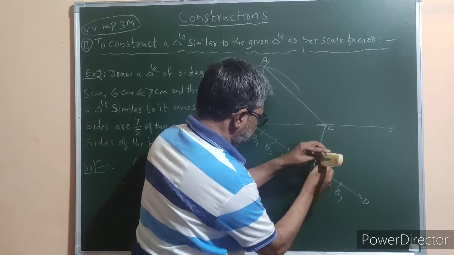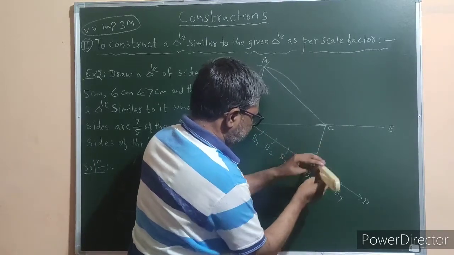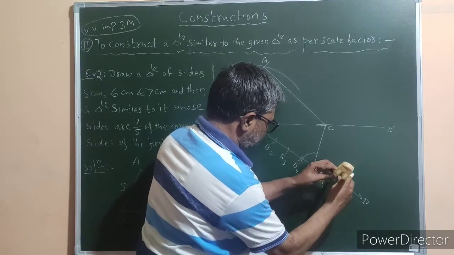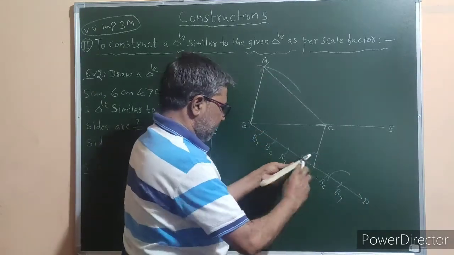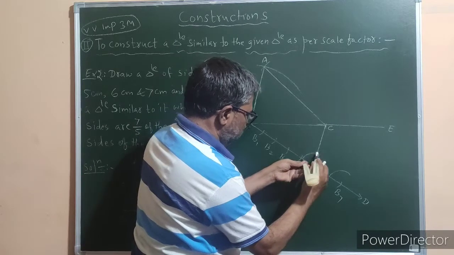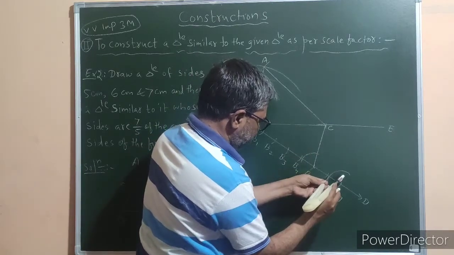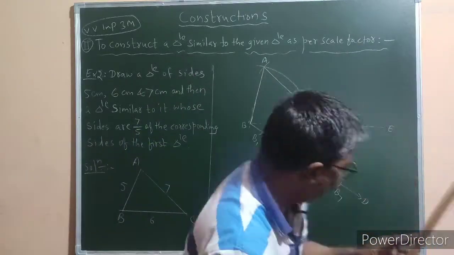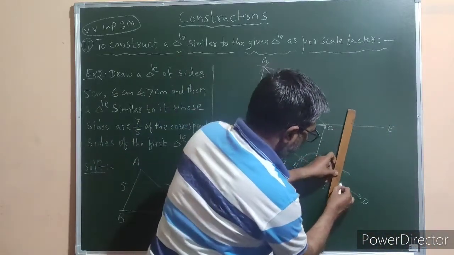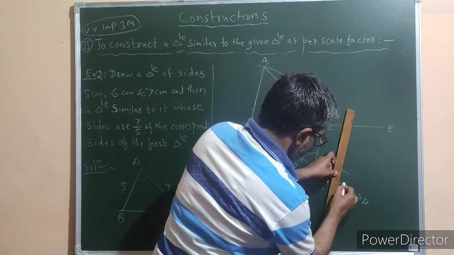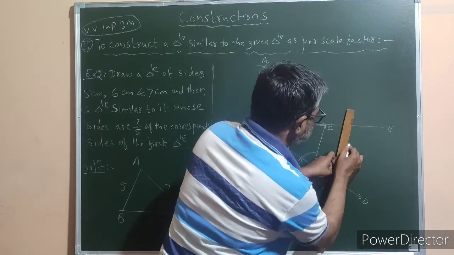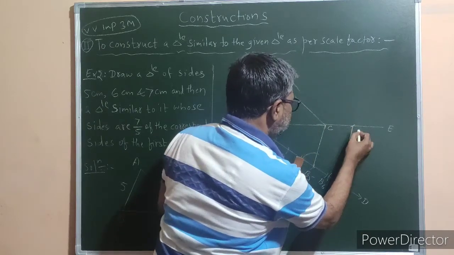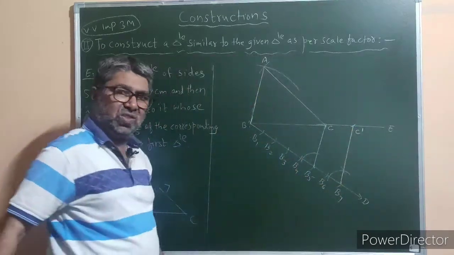You know the procedure. Draw an arc like this, assuming B7 as center. Draw another arc taking the in between distance of these 2 points, assuming this point as center, cutting the arc to get a point, and from that point you draw a line from B7 and let it cut the line BE at a point and call that point as C dash.